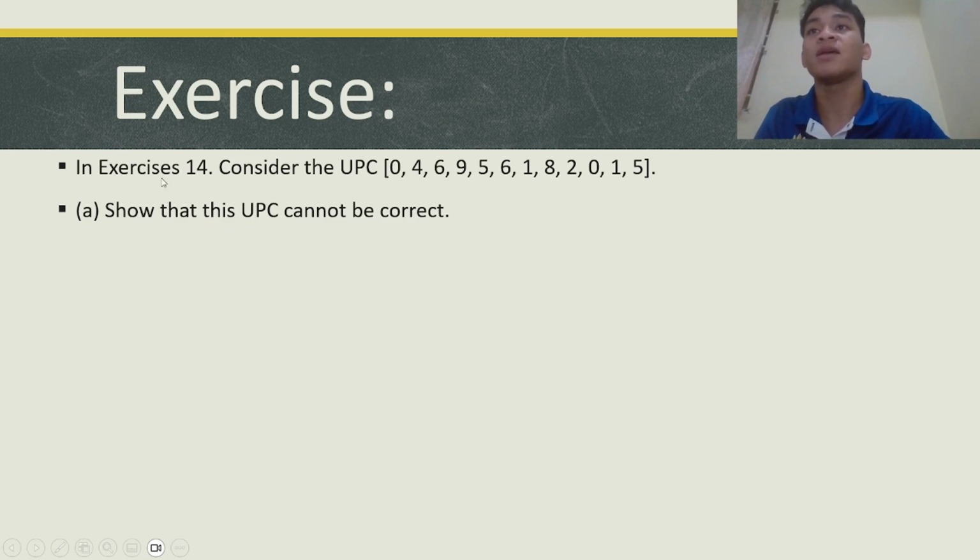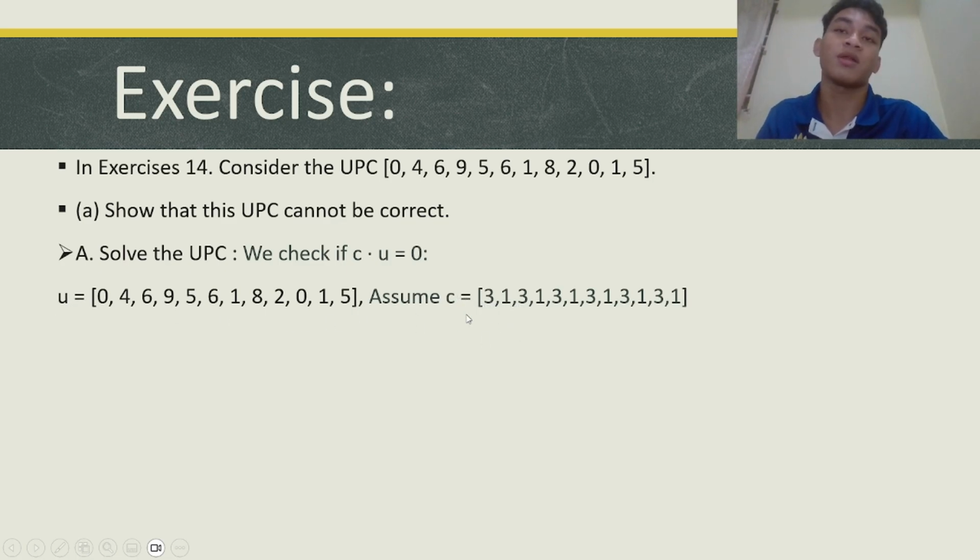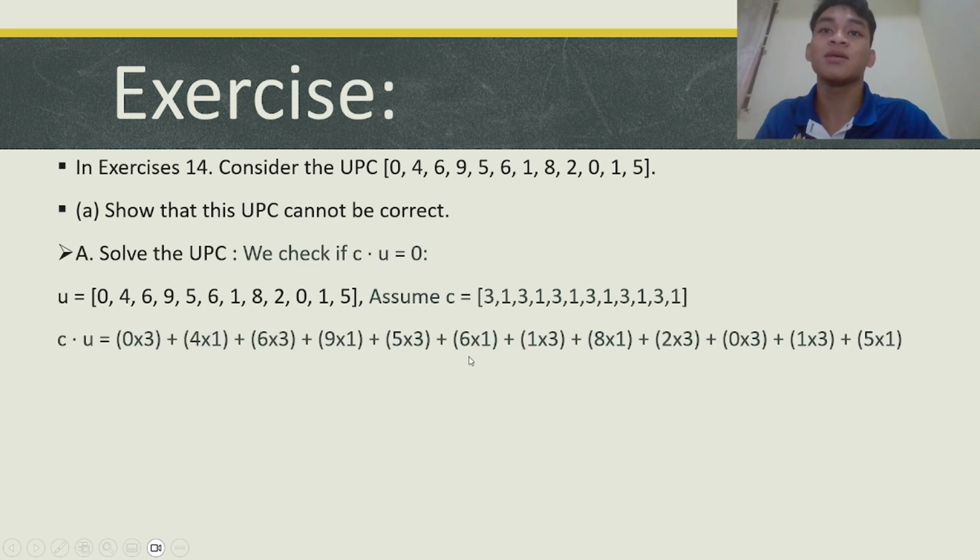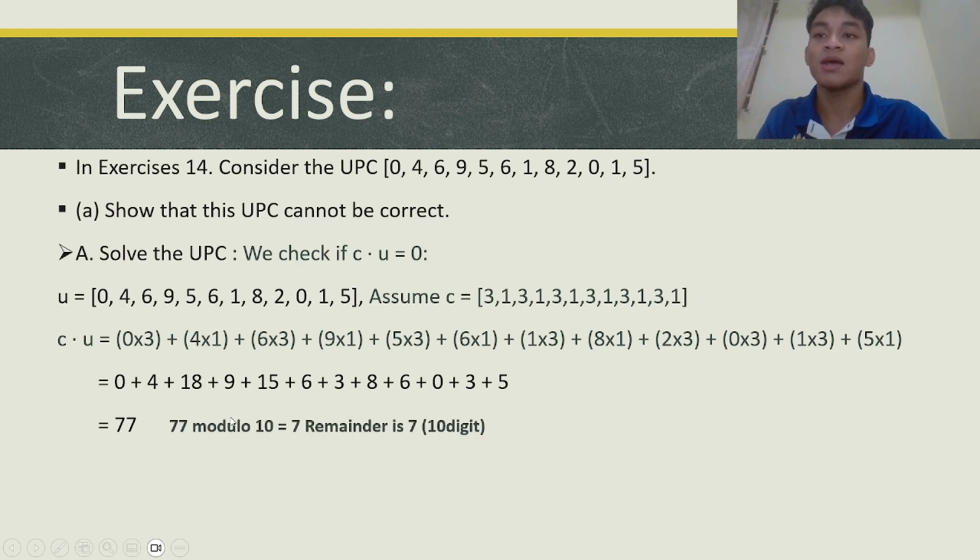And move on to another exercise, exercise 14: consider the UPC 0, 4, 6, and so on, and show that this UPC cannot be correct. As you already know, in this universal product code there are some numbers that are incorrect. So we need to show that the UPC cannot be correct. In order to show this, we need to check that C multiply U equal to 0. We assume the same, because it is a UPC, it is 12 digits. So U multiply C and sum it up together, and we see the result is 77, and 77 modulus 10, we get the remainder 7. The 7 here is not equal to 0. So it means that in this UPC there are some parts of the number that are incorrect.